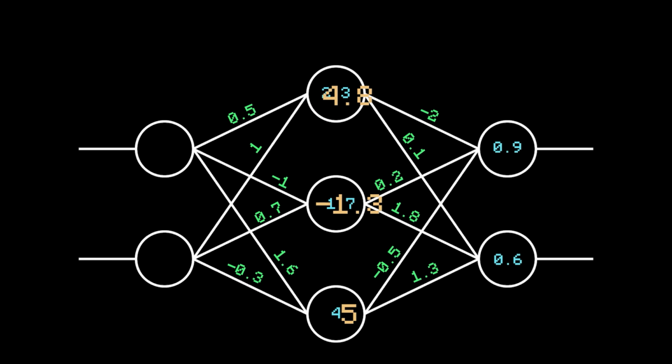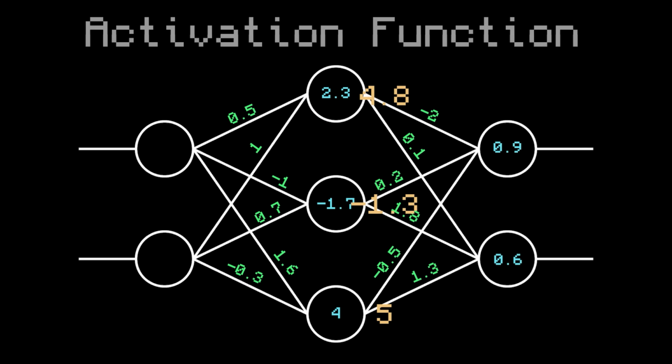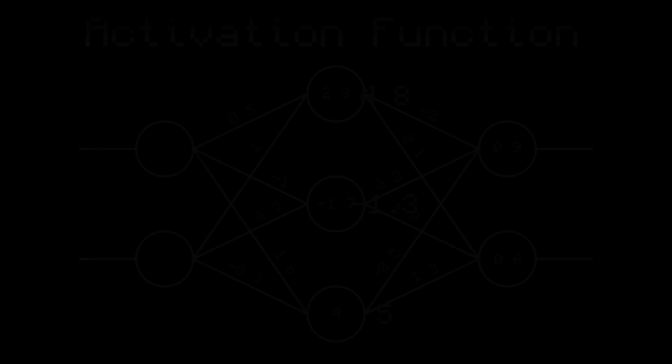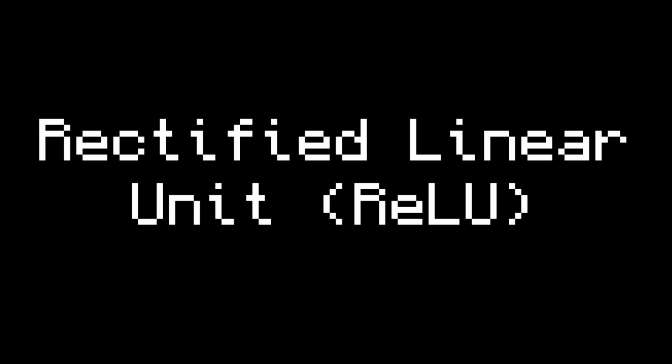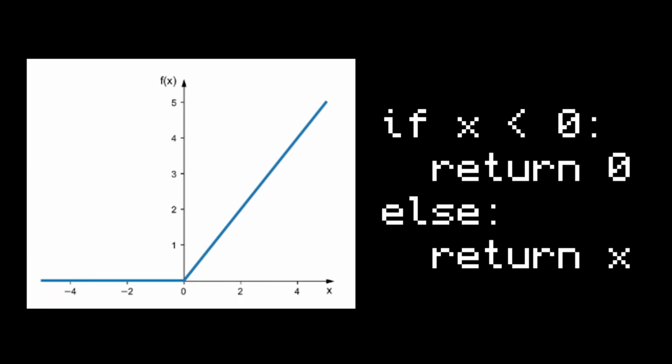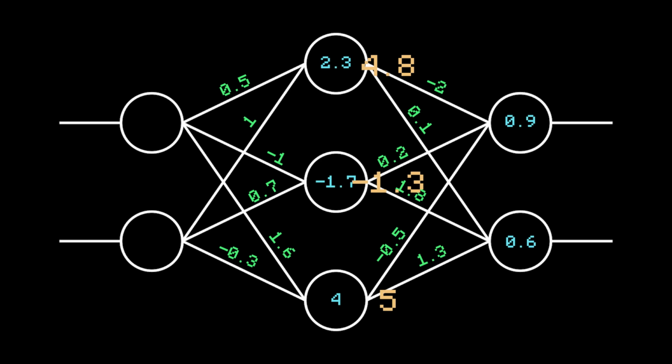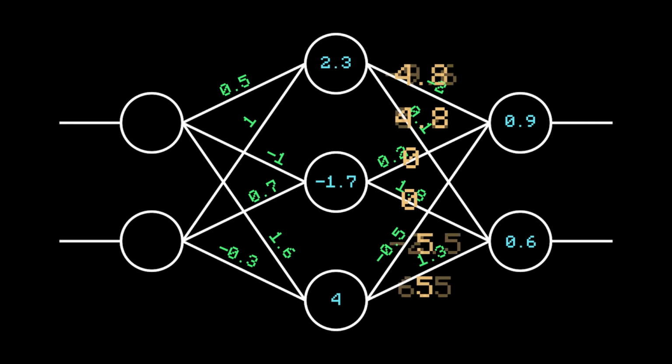After a hidden layer outputs its numbers, an activation function is applied before passing it along. One of the simplest activation functions is called rectified linear unit, or ReLU. ReLU just says if it's negative, set it to 0. Otherwise, don't change it. So let's apply a ReLU to the output of the hidden layer, and as you can see, the negatives become 0. Then they get passed along.